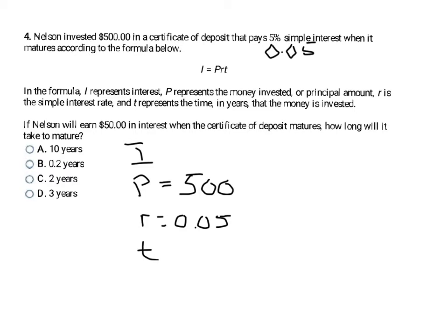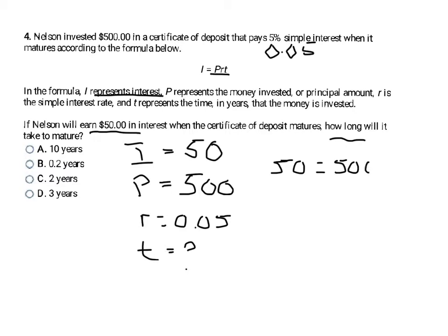Okay. And then here it tells us he will earn $50 in interest. I represents the amount of interest, so I is going to be 50. And then how long, that's going to be my time. That's what I'm going to be looking for. So now I'm just going to substitute it into the formula it gives us. It says I equals, so that's going to be 50 equals the principal, the P, so 500 times the rate, which is 0.05, times the time.